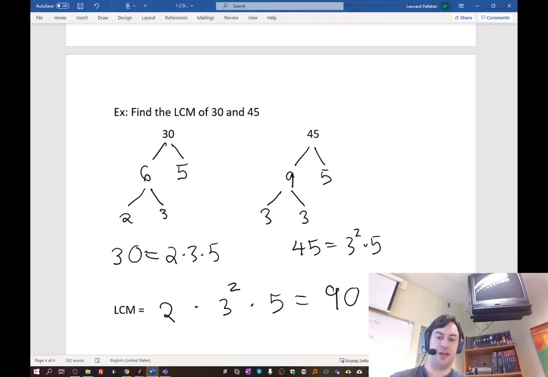So you might have to do it with 3 numbers. Technically, you could even do it with more, but chances are it'd probably be 3 or maybe at the most 4 numbers. But it's the same process.